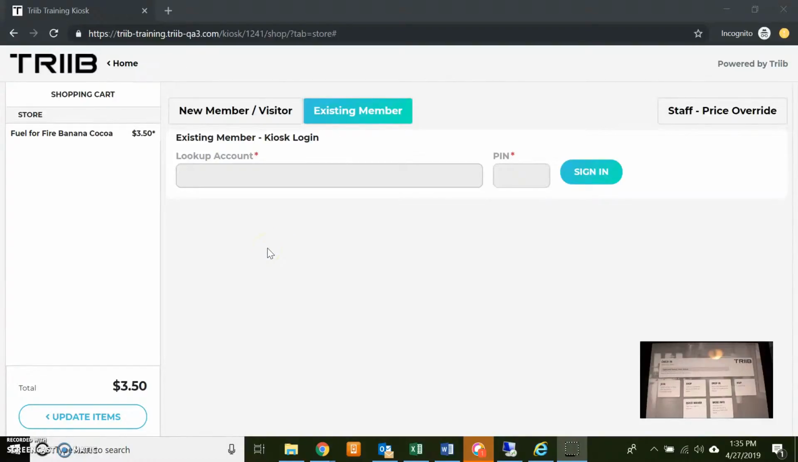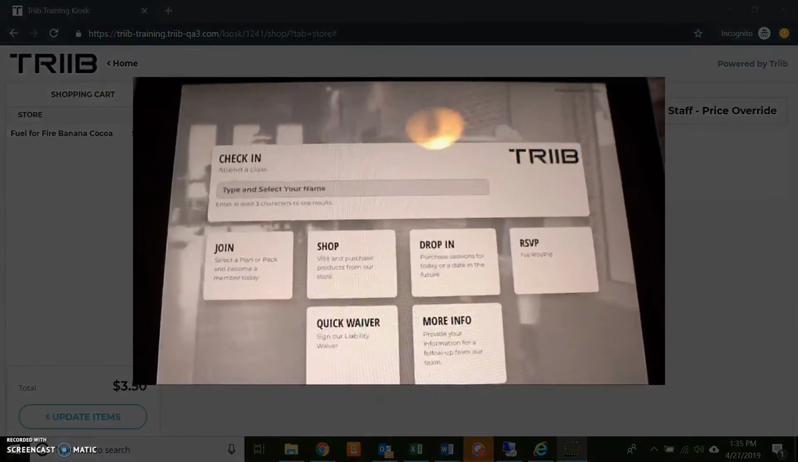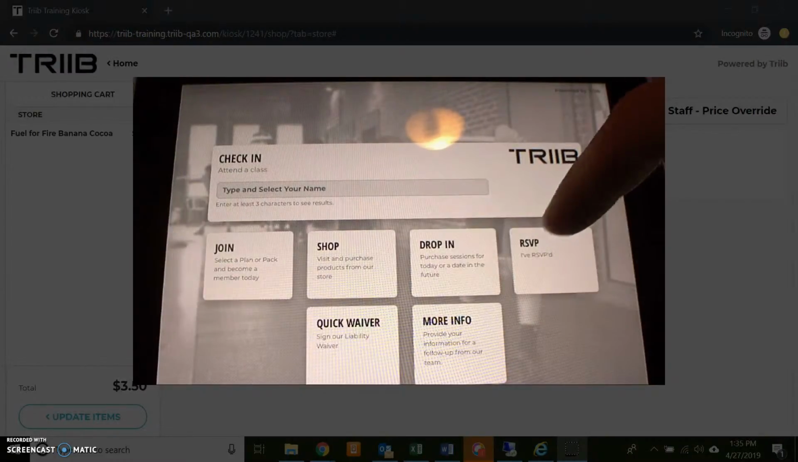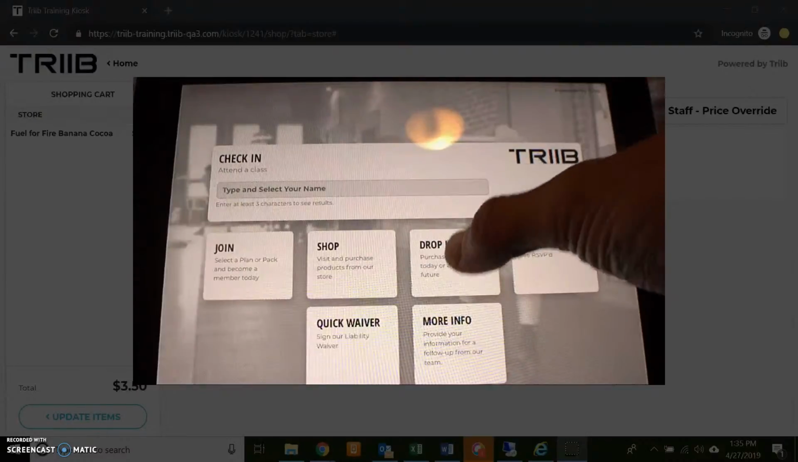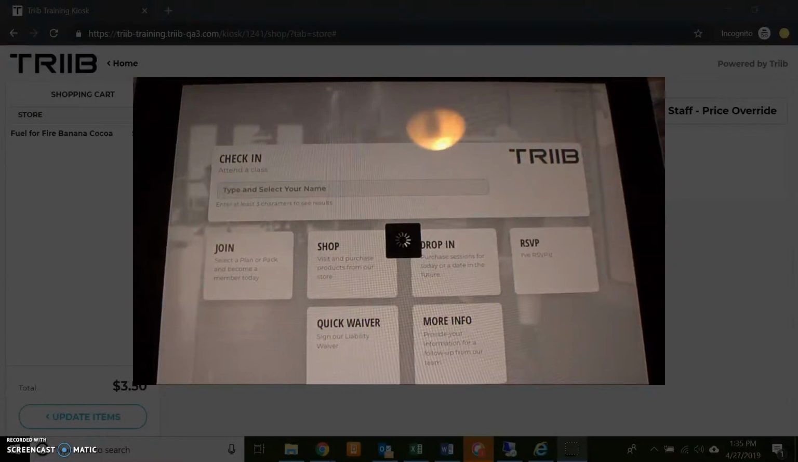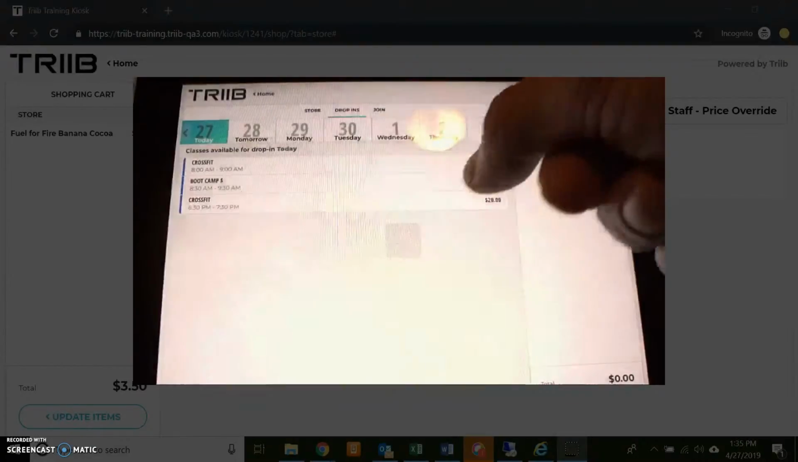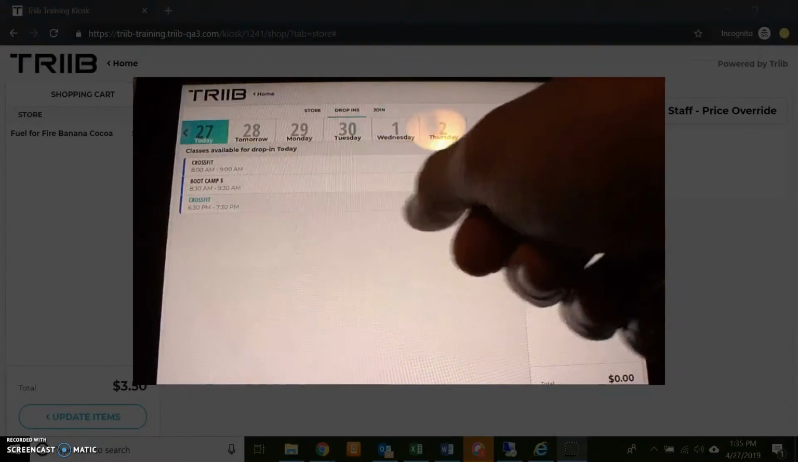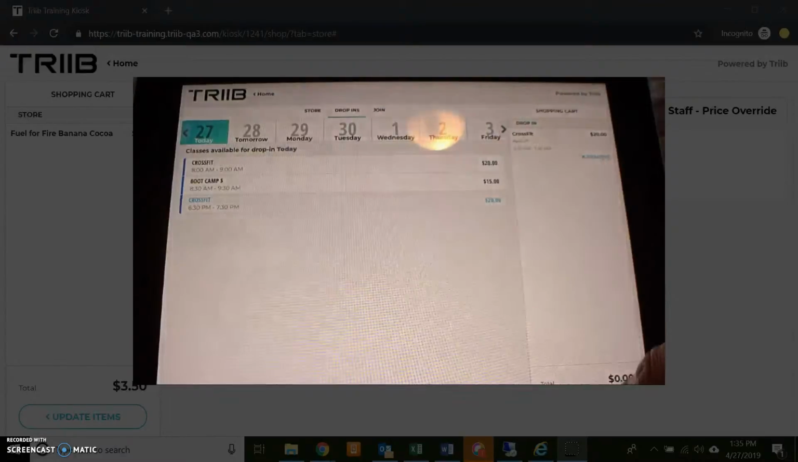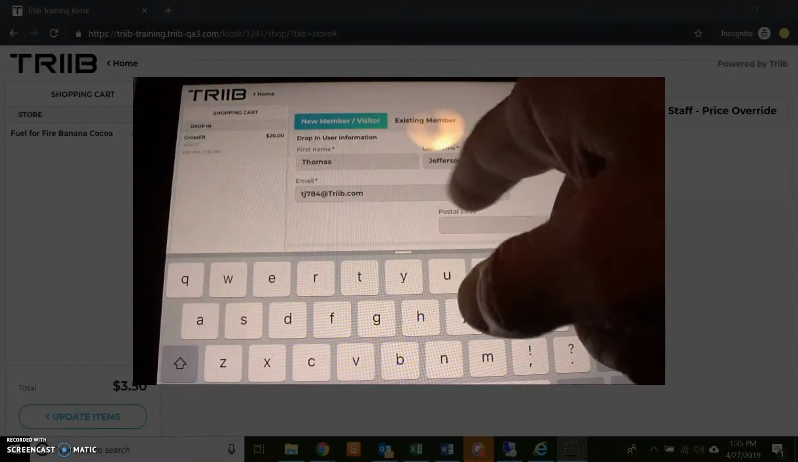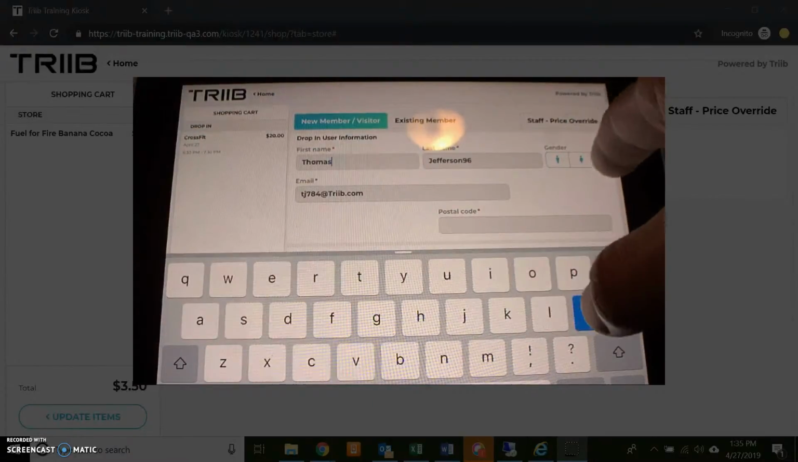Okay, so I'm going to purchase a drop-in on a kiosk. This is running iOS 9. Drop-in. It is a little slow tonight. We'll just keep this guy's defaults here.